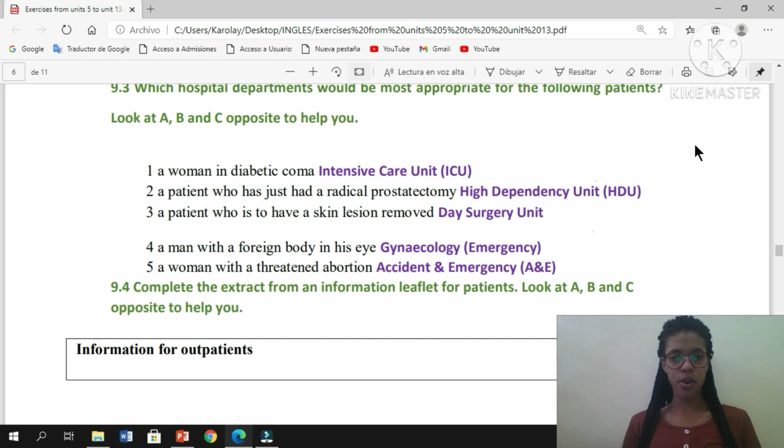A patient who used to have a skin lesion removed. The answer is day surgery unit. A man with a foreign body in his eye. The answer is ophthalmology emergency. A woman with a miscarriage needs assessment. The answer is accident and emergency.